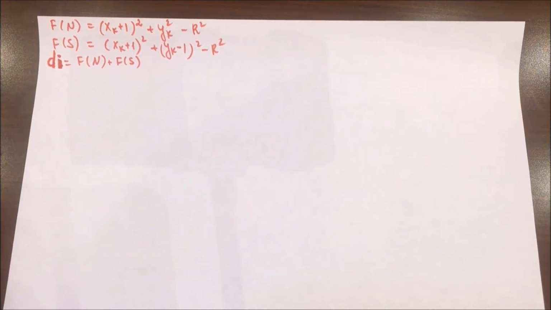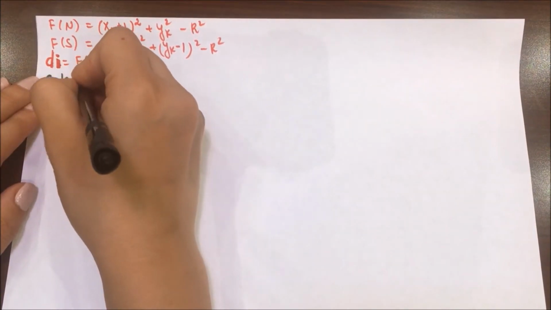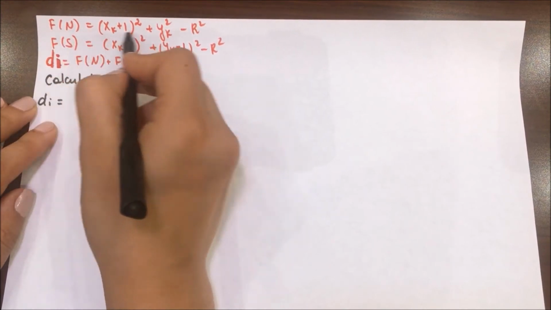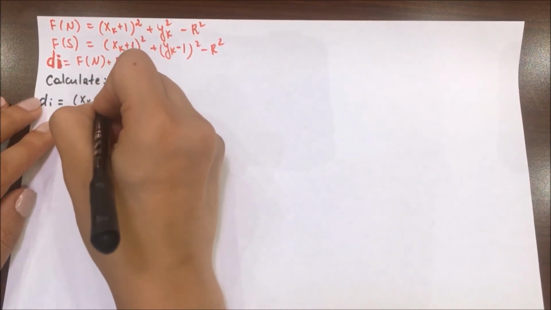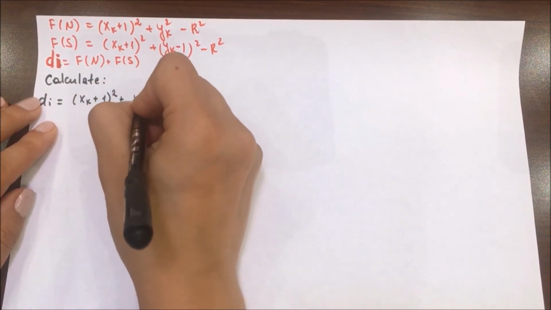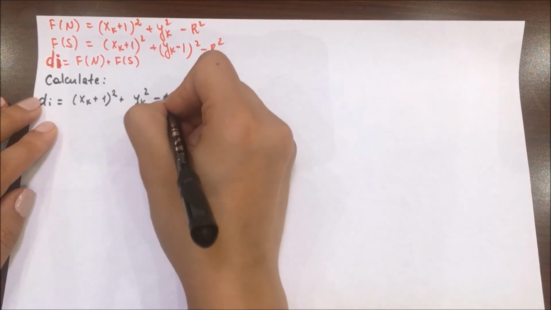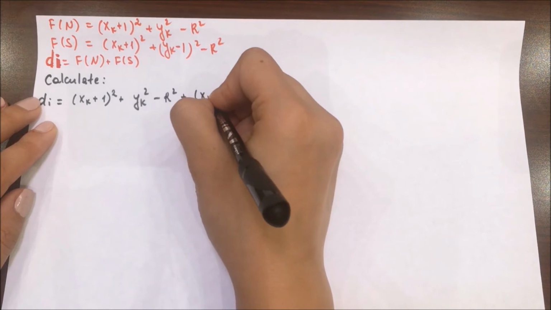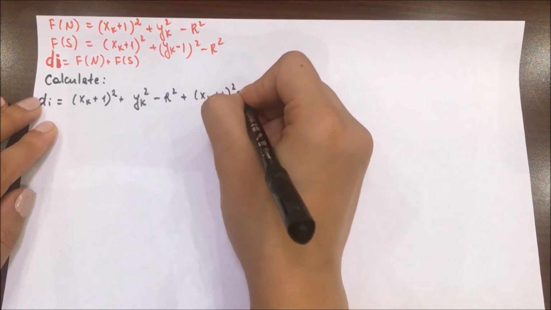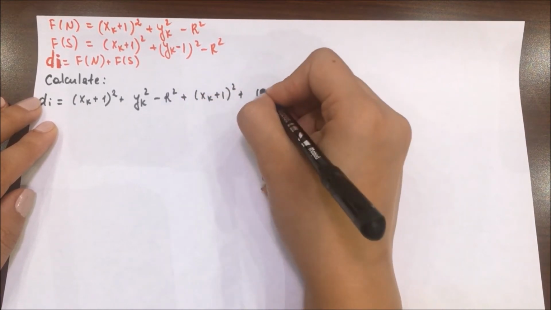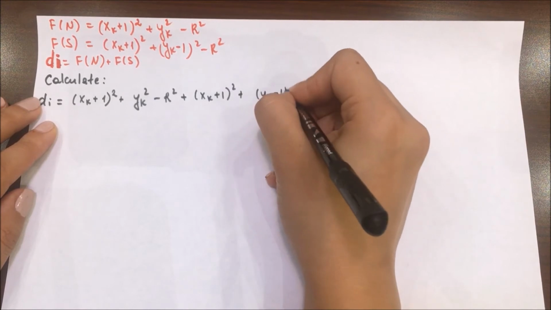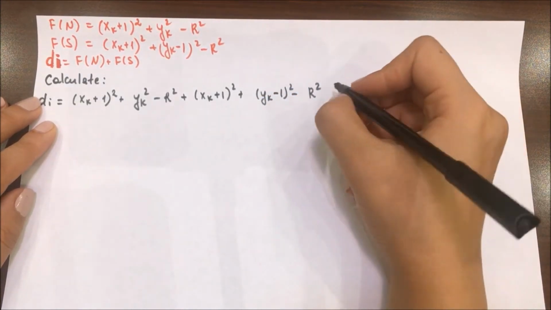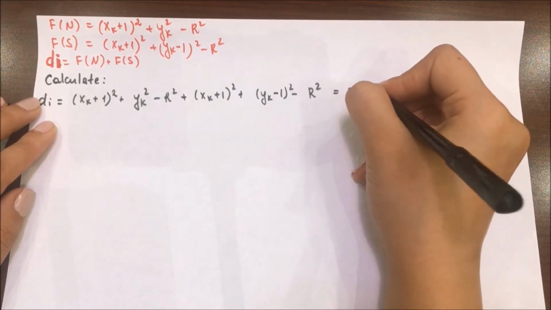Now it's time to calculate the initial decision parameter. Initial decision parameter equals f of n plus f of s. In this calculation, we will replace f of n and f of s with the above written equations. So the initial decision parameter equals (xk plus 1) square plus yk square minus r square. This is the value of f of n. And plus (xk plus 1) square plus (yk minus 1) square minus r square. This is the value of f of s.